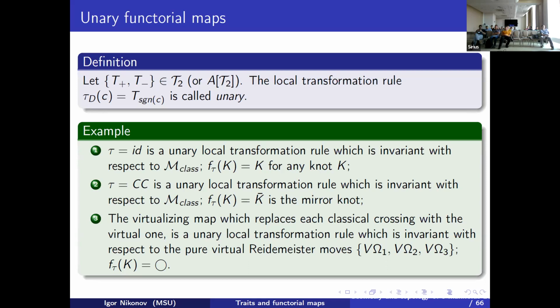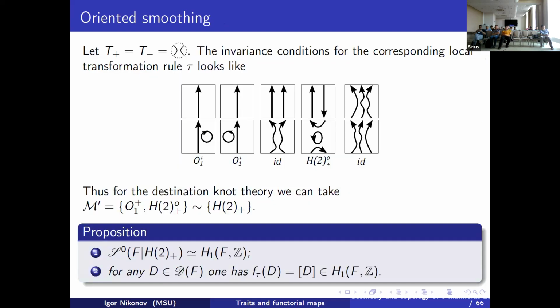And the third trivial example is that we choose for t plus and t minus the virtual crossing. The result will be a diagram with only virtual crossings. They are trivial diagrams. And now, a more non-trivial example, let us consider oriented smoothing.